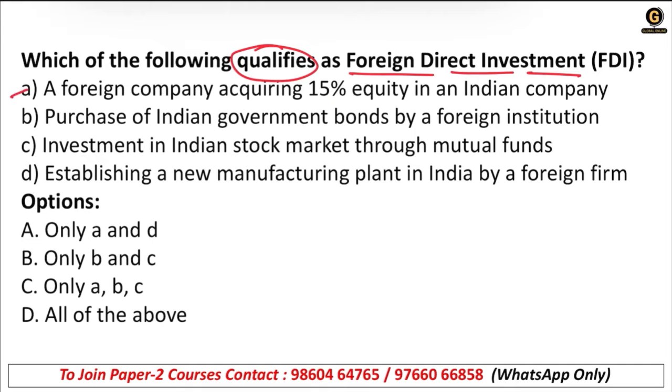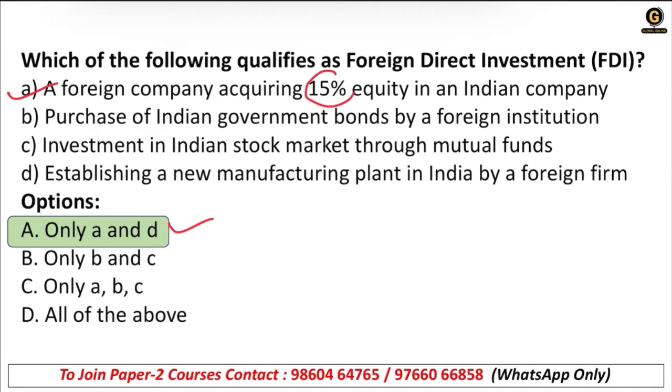A, a foreign company acquiring 15% equity in an Indian company. B, purchase of Indian government bonds by foreign institutions. C, investment in Indian stock market through mutual funds. And D, establishing a new manufacturing plant in India by foreign firms. Options are like only A and D, only B and C, only ABC, or all of the above. So the right answer is option A, that is A and D only.